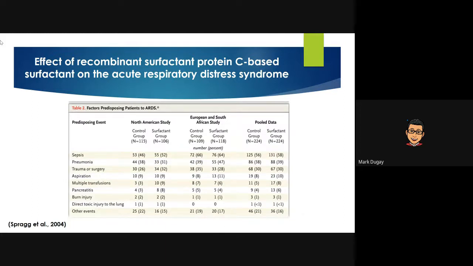Table 2 shows the factors predisposing patients to acute respiratory distress syndrome. The most frequent predisposing event to ARDS was sepsis, followed by pneumonia and trauma or surgery. For the other events category, the most common diagnoses were drug overdose, liver failure, pulmonary fat metabolism, influenza, and septic shock.